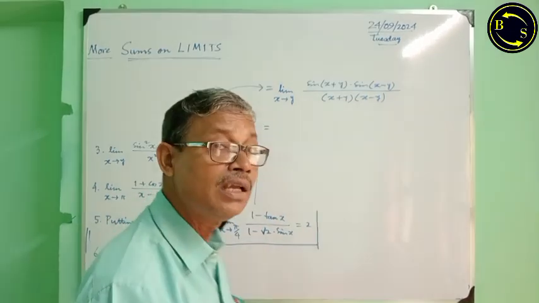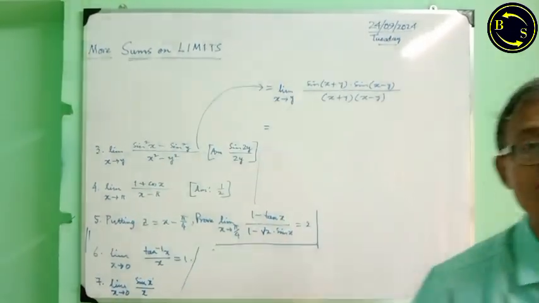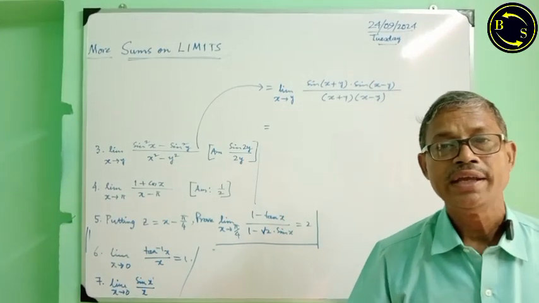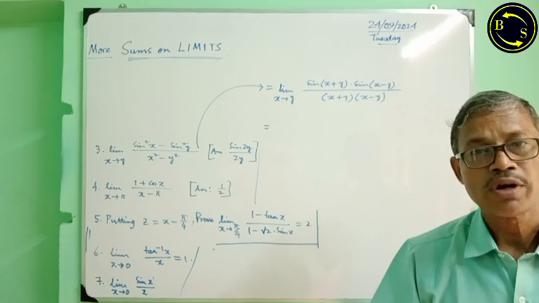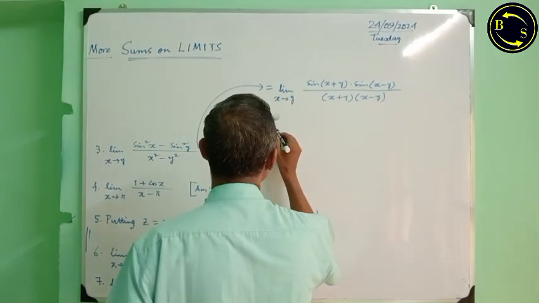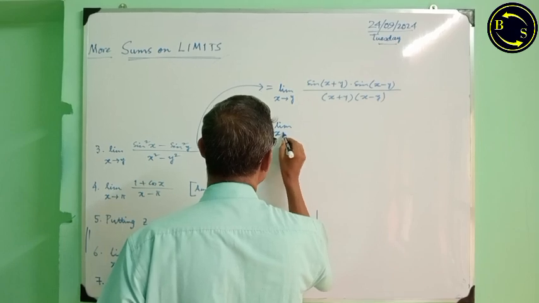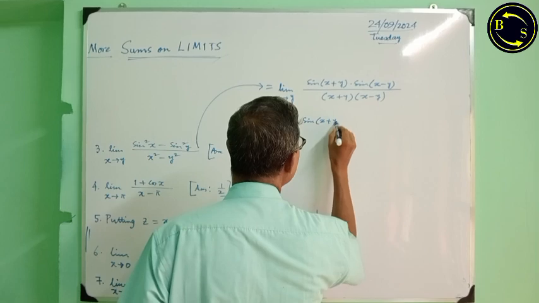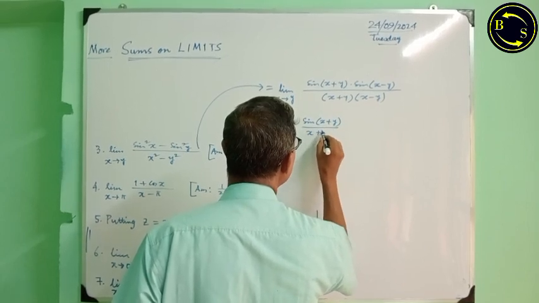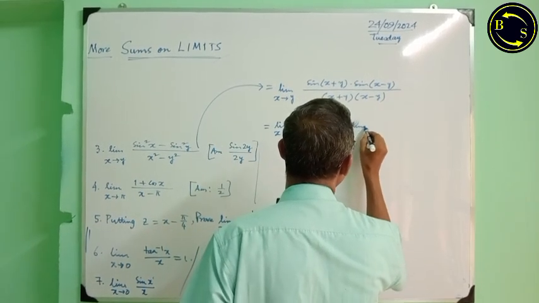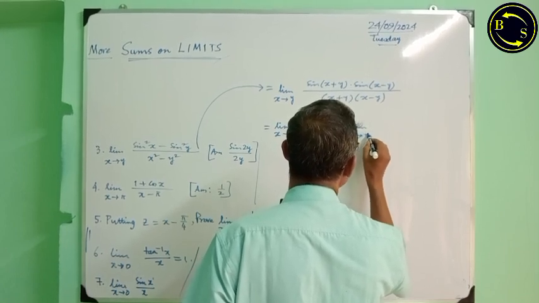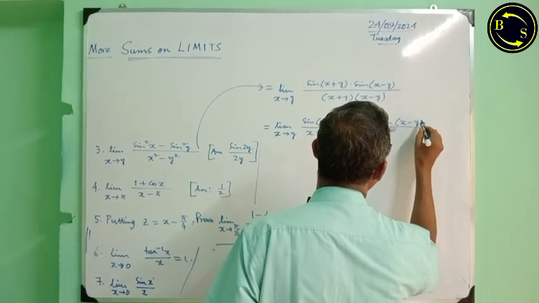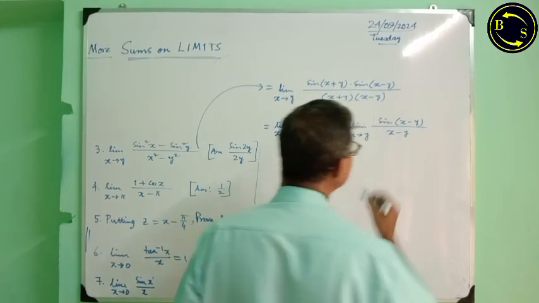That means I am applying the theorem: limit x tends to a of f(x) into g(x) is equal to limit x tends to a of f(x) into limit x tends to a of g(x), product form. Limit x tends to y, sin of x plus y by x plus y into limit x tends to y, sin of x minus y by x minus y.